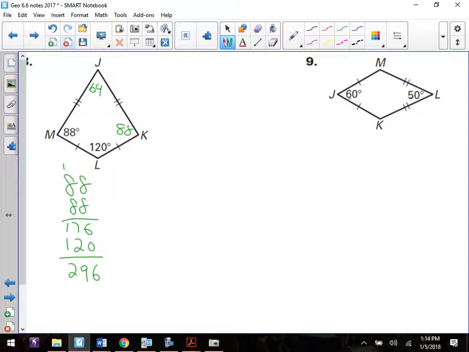60 and 50 is how much? 110. If I take 110, I know that 360 is all of them. You're left with 250, aren't you? Which means each of those have to be the same, so I cut the 250 in half. You are at? There's a ton going on, but math-wise, it isn't trying to mess you up too much. I mean, at least it doesn't try to.